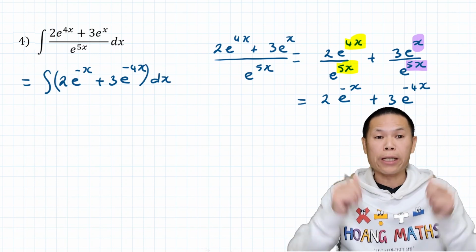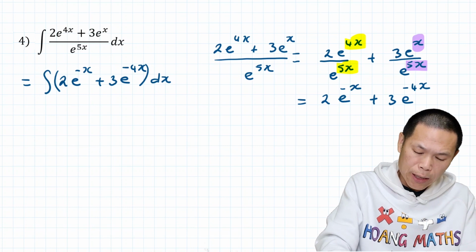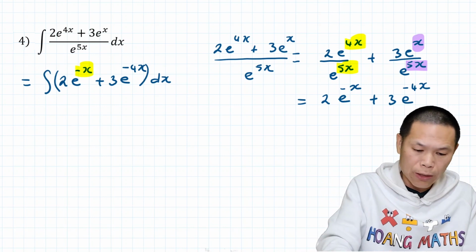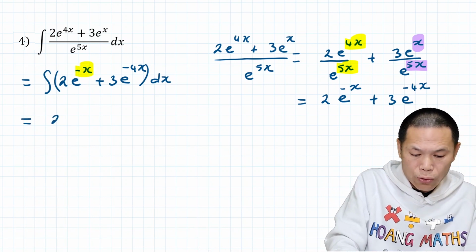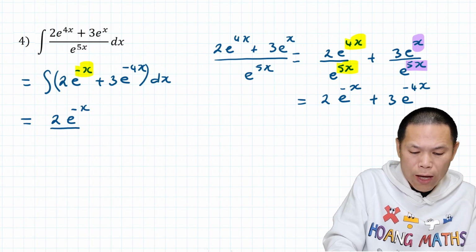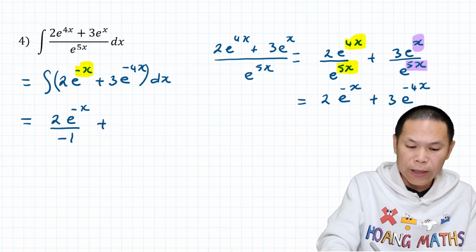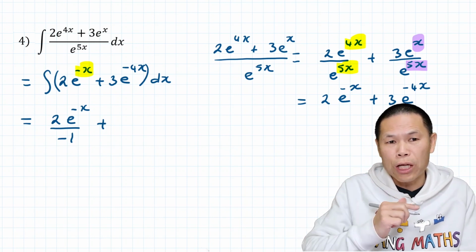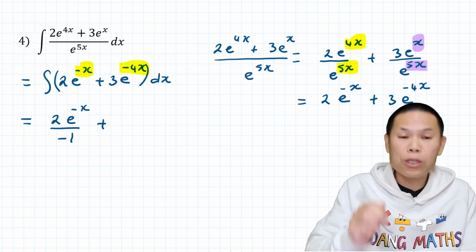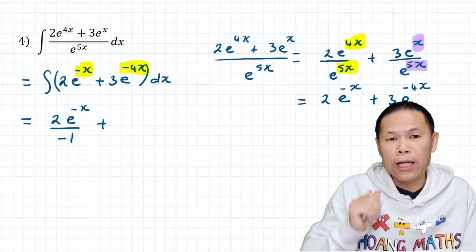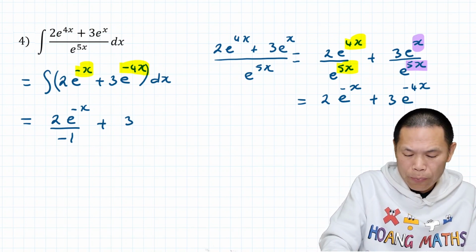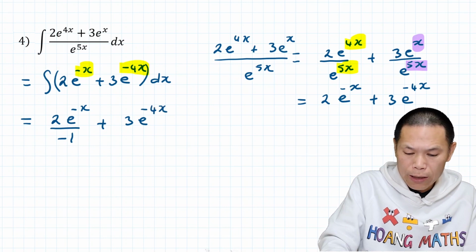So now to integrate this, we differentiate negative x. So differentiate negative x, give me negative 1. So the answer is 2e to the negative x over negative 1. And we add. So to integrate 3e to the power of negative 4x, we just differentiate the power. So differentiate negative 4x will give me negative 4. So therefore, that is equal to 3e to the negative 4x divided by negative 4. And we add a constant.